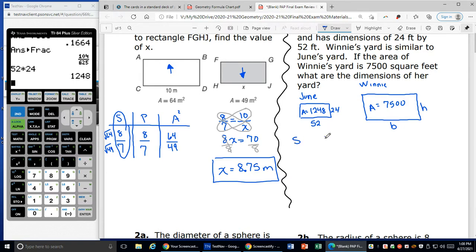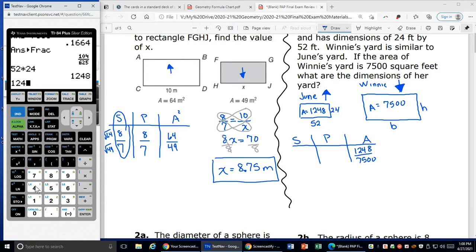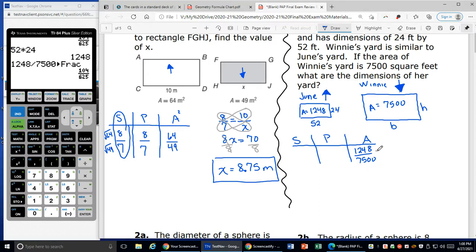I'm going to make a SPA table. And what do I have 2 of? I have 2 areas. I'm going to put June always in the numerator and Winnie always in the denominator, and that's just something you get to decide. Just make sure you stay consistent. So I'm going to put June's area in the numerator, and Winnie's area in the denominator. And let's reduce that fraction. 1248 divided by 7,500, make it a reduced fraction: 104 to 625.